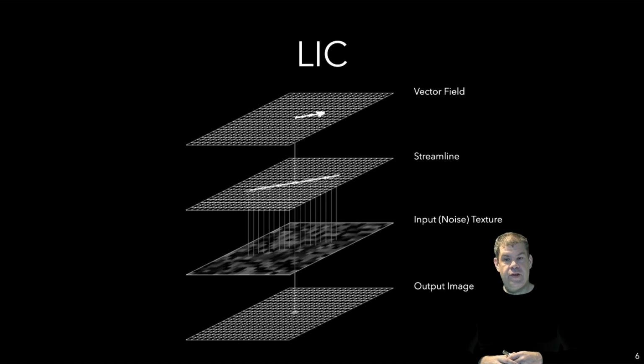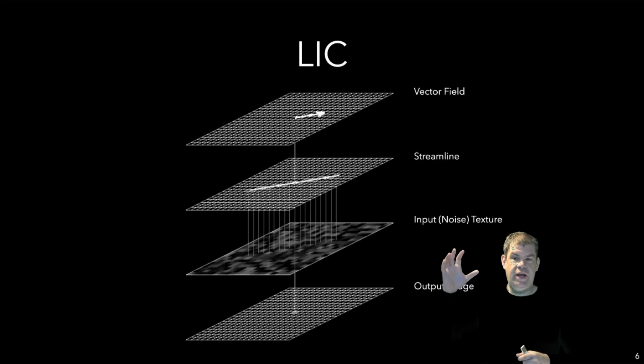So what we start with is obviously a vector field, and let's just assume we have a 2D vector field for now. So we start with a vector field on top here, and we start with some input texture that is usually noise. Again, you can choose other things, and I'll give you a few examples later on, but it's usually uncorrelated random numbers in a two-dimensional grid.